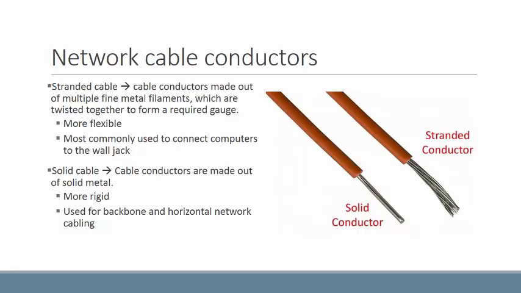There are two types of cable conductors, which are stranded cable and solid cable. As you can see in the image on the right, stranded cable conductors are made out of multiple fine metal filaments which are twisted together to form a required gauge. Stranded cable is more flexible and is most commonly used to connect computers to the wall jack. Solid cable conductors are made out of solid metal. They are more rigid and are primarily used for backbone and horizontal cabling.